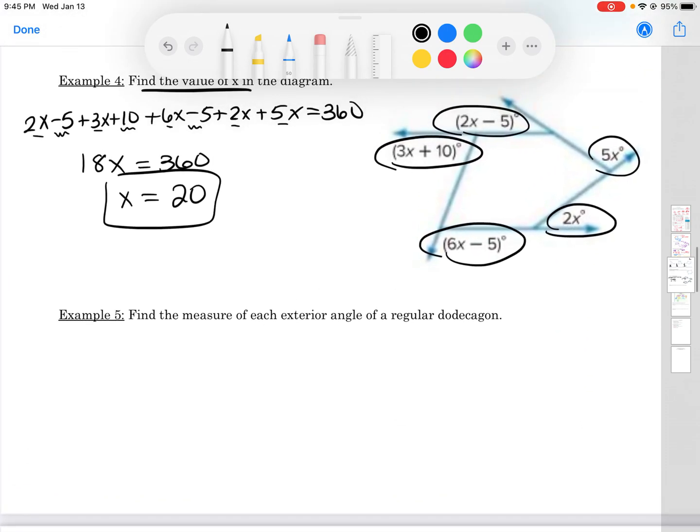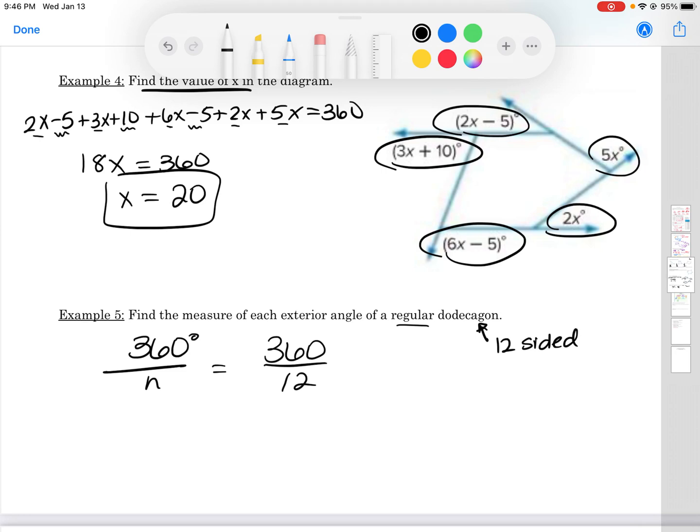All right. And lastly, we want to find the measure of each exterior angle of a regular, remember all the angles are the same, dodecagon, and dodecagons are 12-sided. We know that all of the exterior angles add to 360. So if there are 12 sides, there are 12 exterior angles. So it's just 360 divided by the number of sides. So 360 divided by 12 is going to give us 30. So each of those angles is 30 degrees.